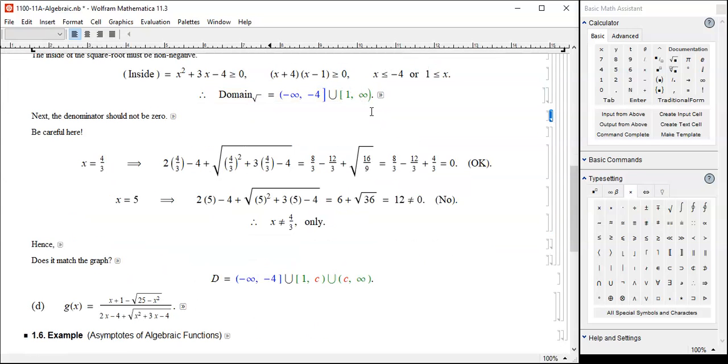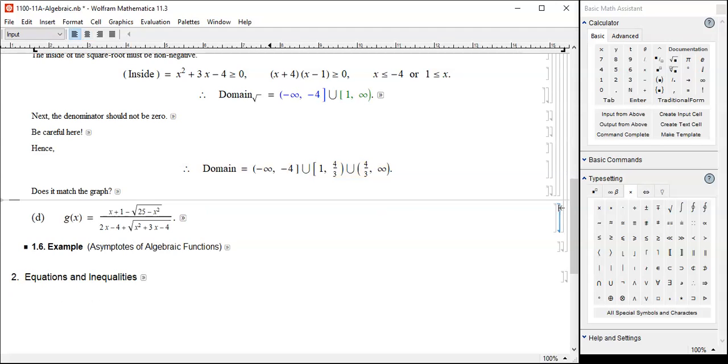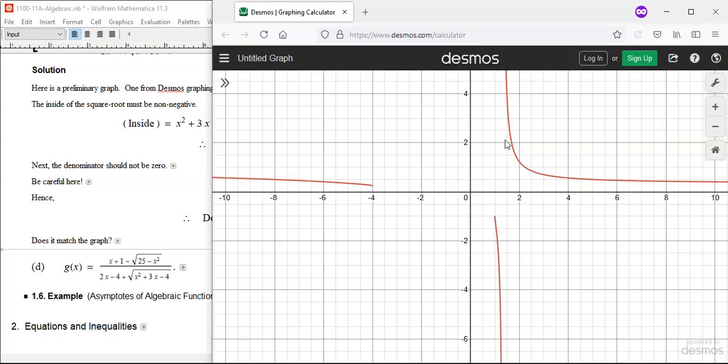So separate the second interval by 4/3. There you go. 4/3, 4/3. The c value was 4/3. Does it match the graph? Yes, indeed. Right here, 4/3.